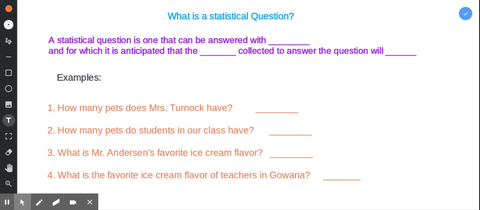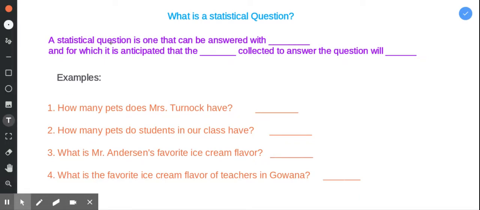Module 6 is on statistics, and statistics is that process where you follow steps. The first one is asking a statistical question, then you collect data, then you organize the data, you analyze it and present it to help you solve a problem. So that first step in the process is asking a statistical question. So we have to know what that means.